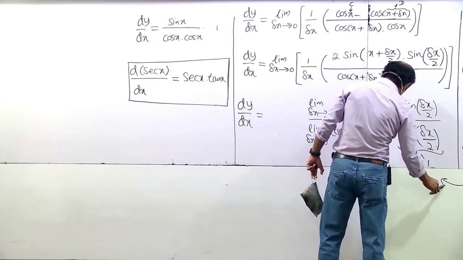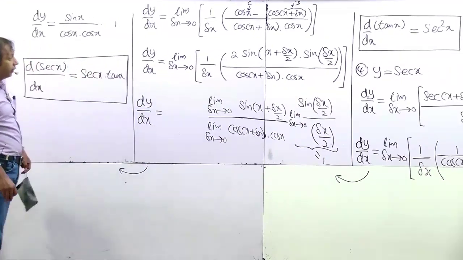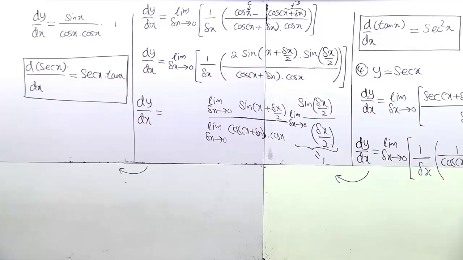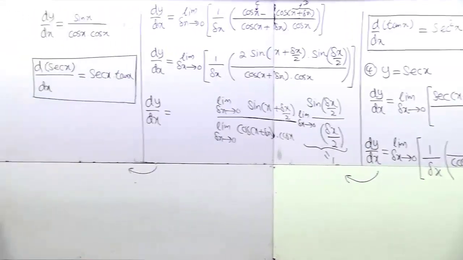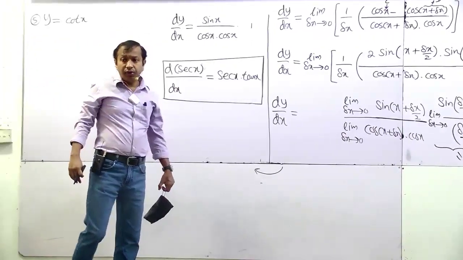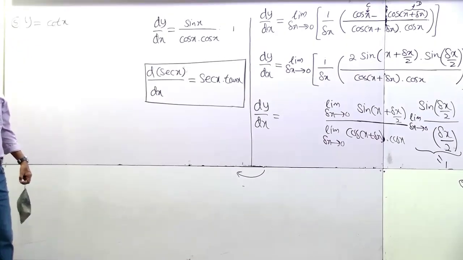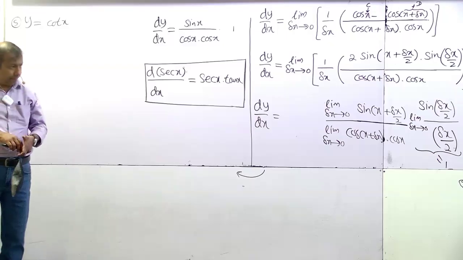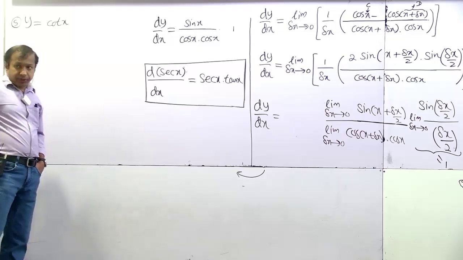From this column to this column, from that to this. Right, another two more we have, cot x and cosec x. Take this next one as cot x, y equals cot x.